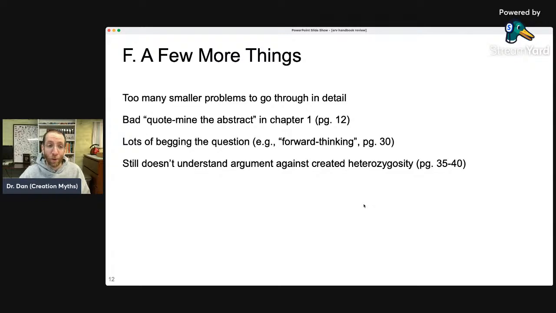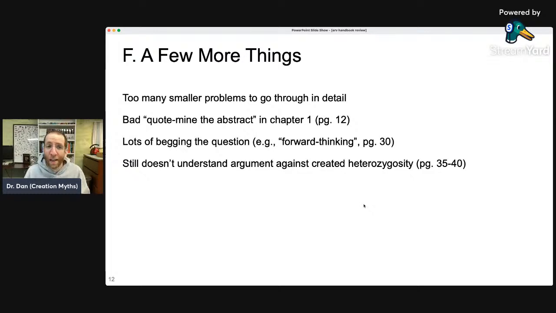There is a digression, for a reason that I do not understand, but there is a section on created heterozygosity. And Donny still does not understand the argument against created heterozygosity. He goes on for a number of pages about this. He thinks it has to do with the PRDM9 sites and the rates of recombination, and he thinks it has something to do with out of Africa and the different levels of linkage equilibrium and diversity in African versus non-African populations. And dude, that is not the argument.